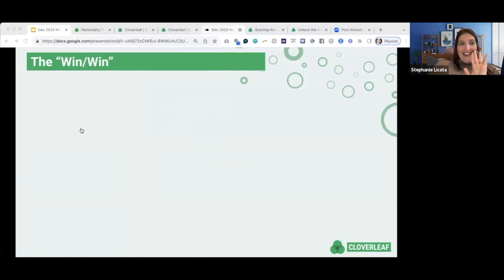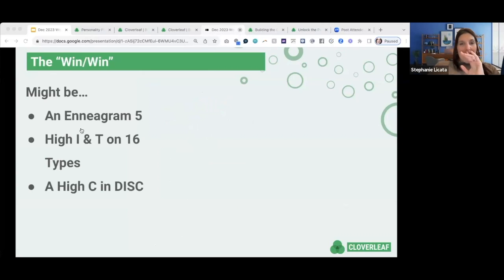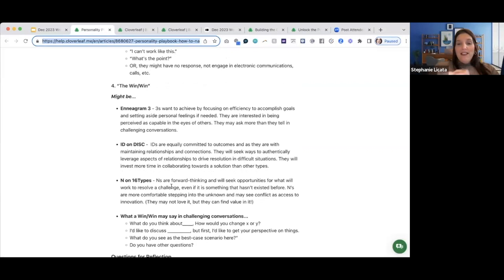All right. So our last type is the win-win. Now they may be an Enneagram 3, where threes want to achieve by focusing on efficiency to get goals accomplished. And they're interested in being perceived as capable in the eyes of others. So they're also interested in, we're all going to have success together. They may ask more than they tell in challenging conversations because they generally want to learn and they want to help people be successful. They may be an ID on DISC, where IDs are equally committed to outcomes as they are with maintaining relationships and connections.